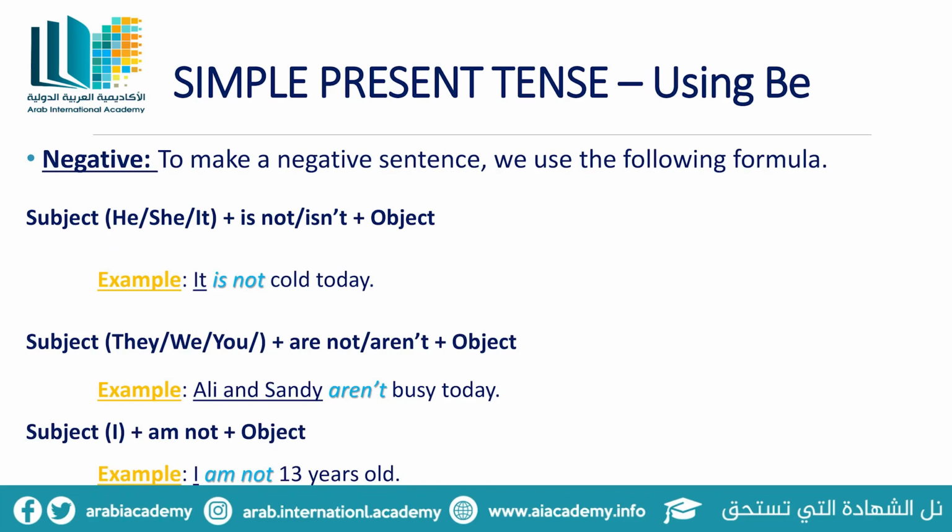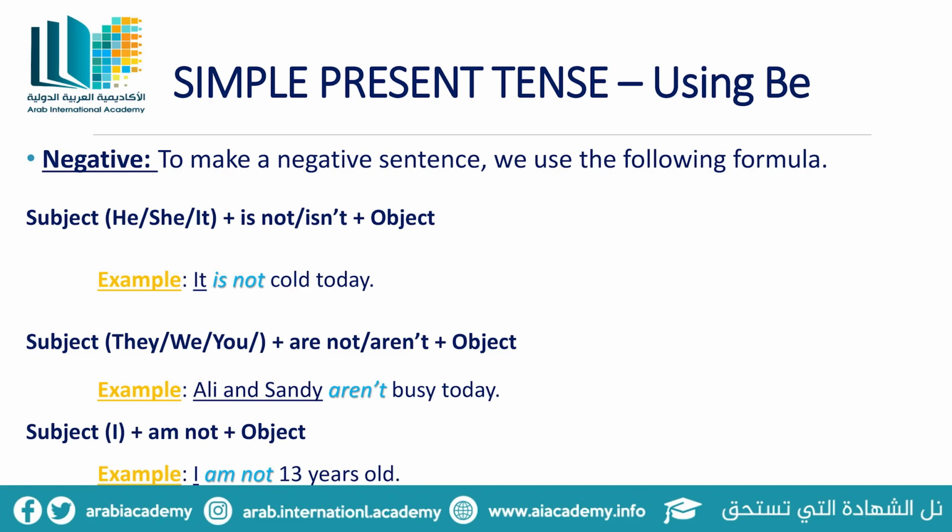Now, in order to make a negative sentence using the verb to be in the simple present tense, if the subject is he, she, or it, we have to add not to the verb to be, plus the object. So the sentence will be subject plus is not plus the object. For example, it is not cold today. This sentence is in the simple present tense. The subject is it, so it takes is. And in order to make it a negative sentence, we add not.